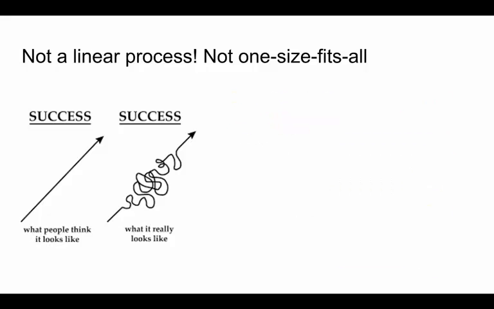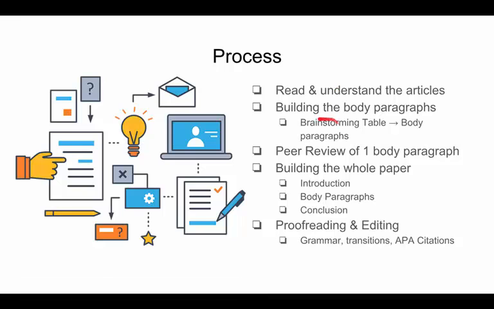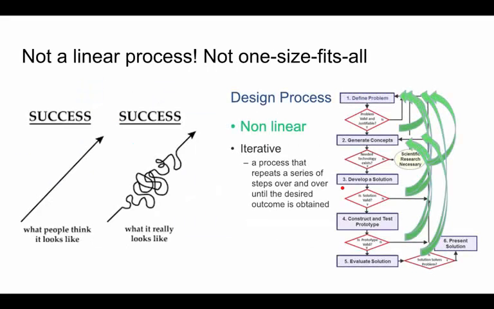You might have to start out reading the article, building the body paragraph, go back and read the article, build some more of the body paragraph, do the peer review, read the paragraph, do some proofreading and editing, then build the whole paper. So you get the idea that it is this messy process that doesn't have a one-size-fits-all. So just keep that in mind. Don't have any problem if you're going back and repeating some of the steps from what I've outlined as earlier in the process, or if you're skipping ahead.